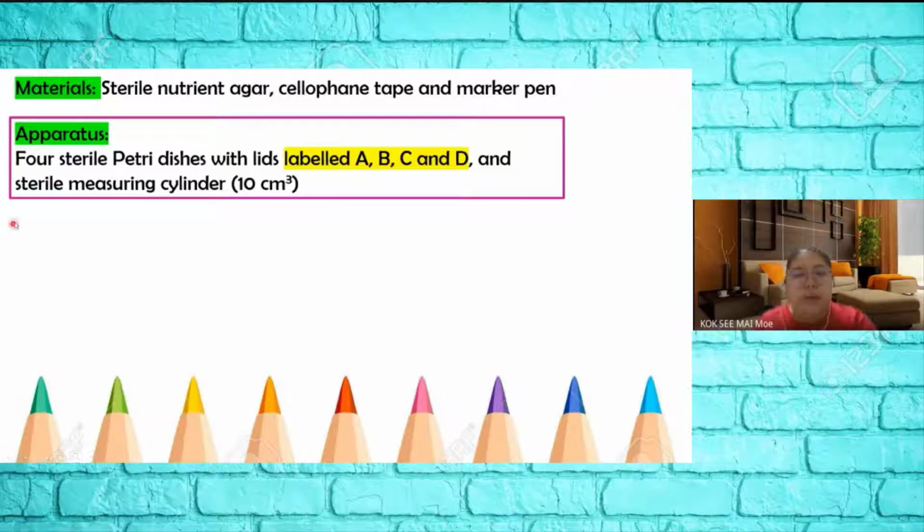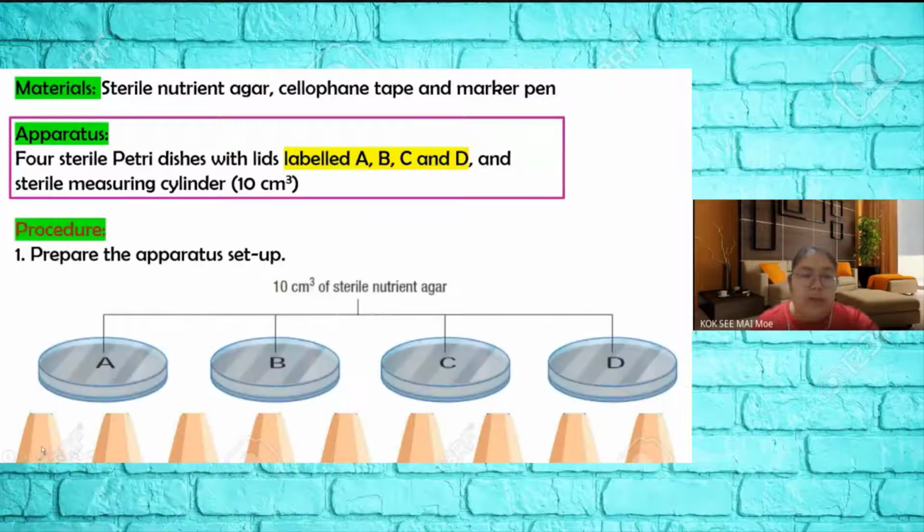The next one is apparatus. They prepare 4 sterile petri dishes with lids, labelled A, B, C, and D. After that, a sterile measuring cylinder, 10 cm cube, so later they can put the agar in. Now we're going to see the procedure.